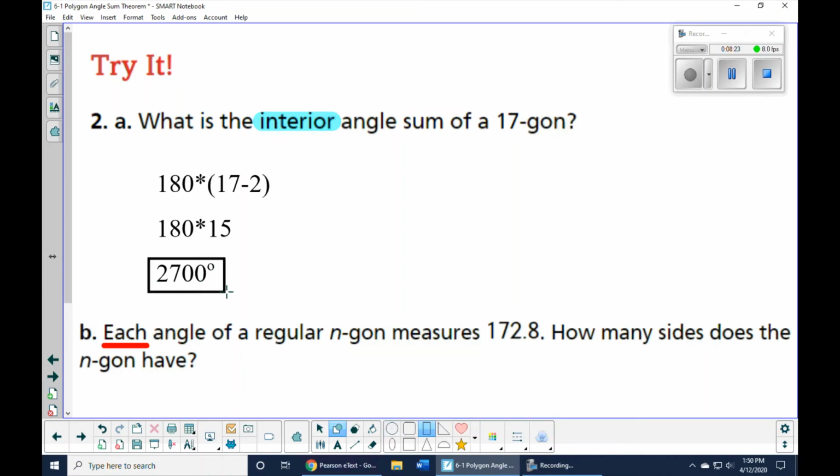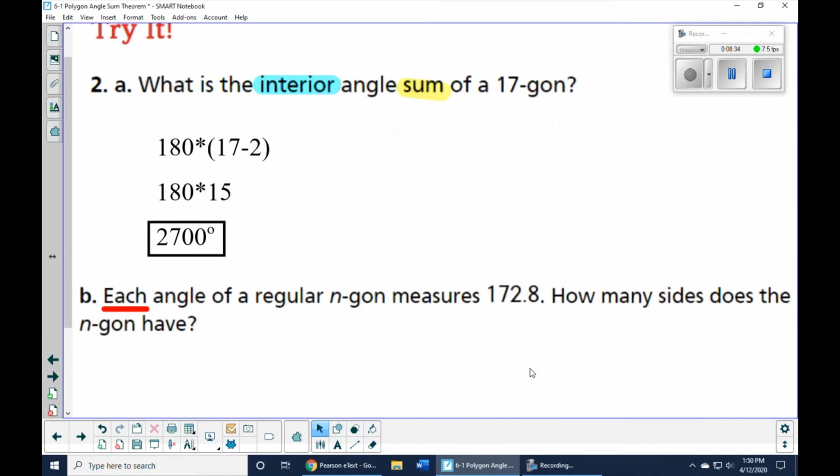Okay, that would be how we do this. So it says, what is the interior angle sum? Oh, I missed a word here that's really key. Sum. When you see the word sum, that wants a total. You're not dividing by anything.